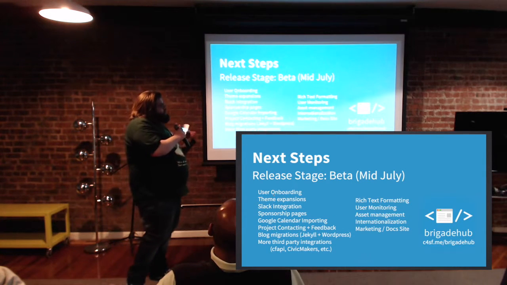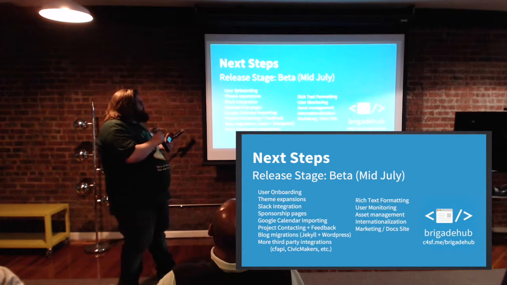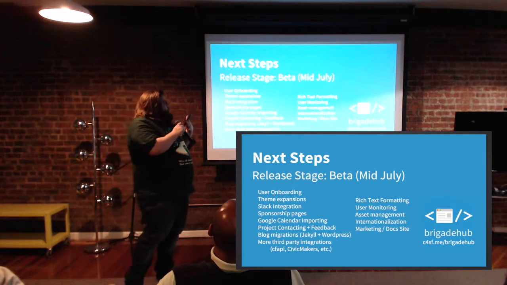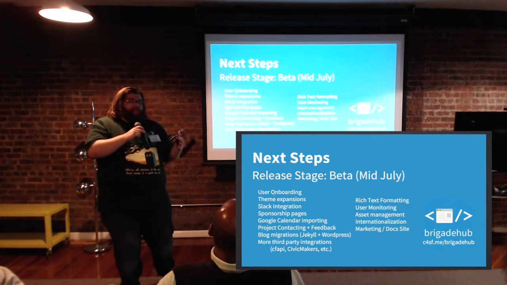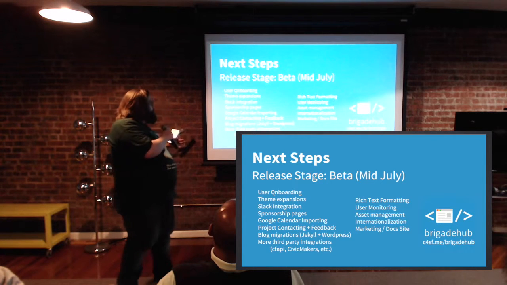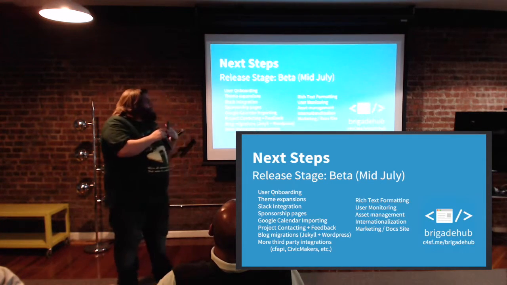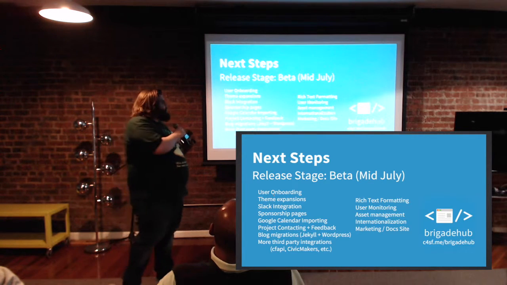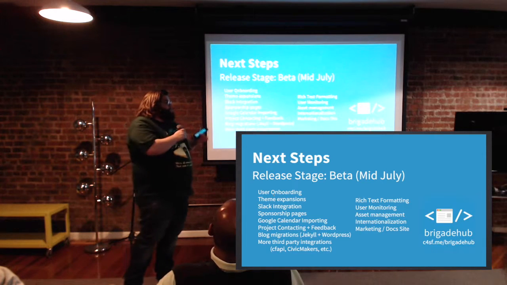Past that, we're slated for beta release in mid-July. We want to have more features for user onboarding and more extensive theme expansions. We want to be able to expand this out to a few other brigades at that point, along with some really cool features like blog migrations from Jekyll or WordPress blogs, as well as user monitoring and internationalization.